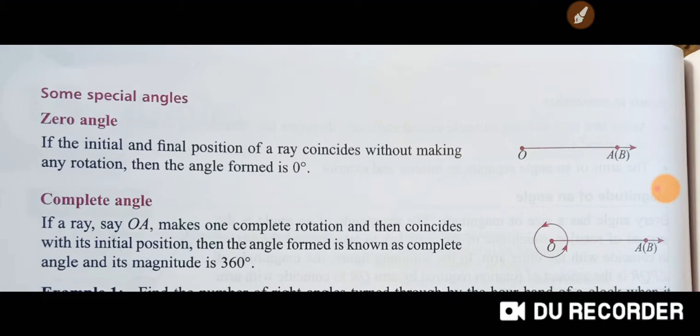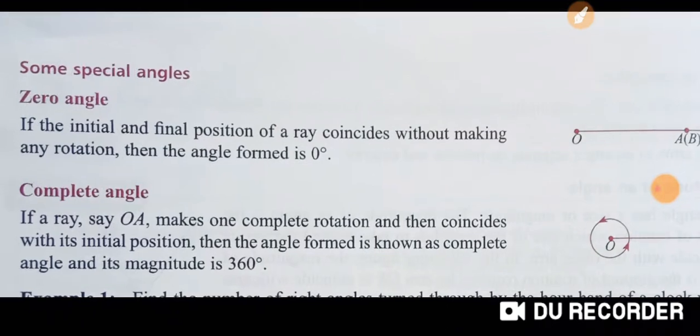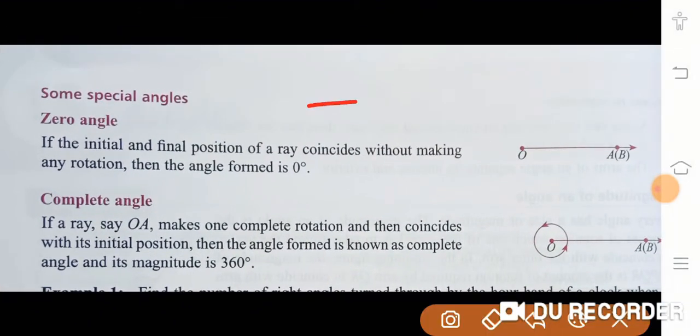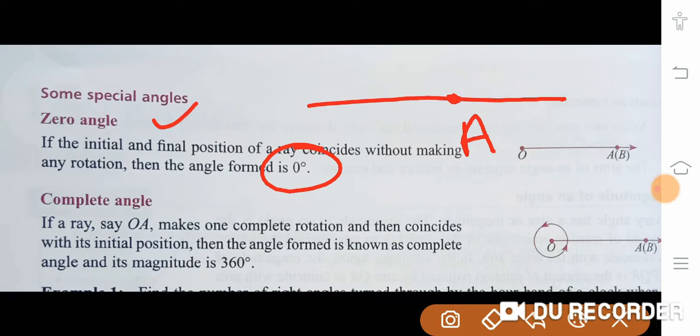If the initial and final position of a ray coincides without making any rotation, then the angle formed is zero angle. Without rotation, my dear. See, suppose this is the line. Here you have a point A. So how much angle is there? No rotation. So it is 0 degree, which is said to be zero angle.